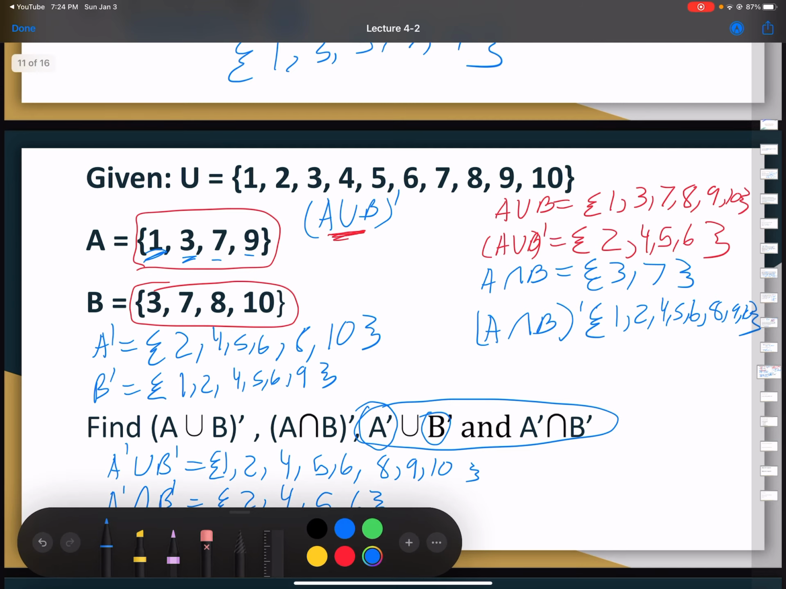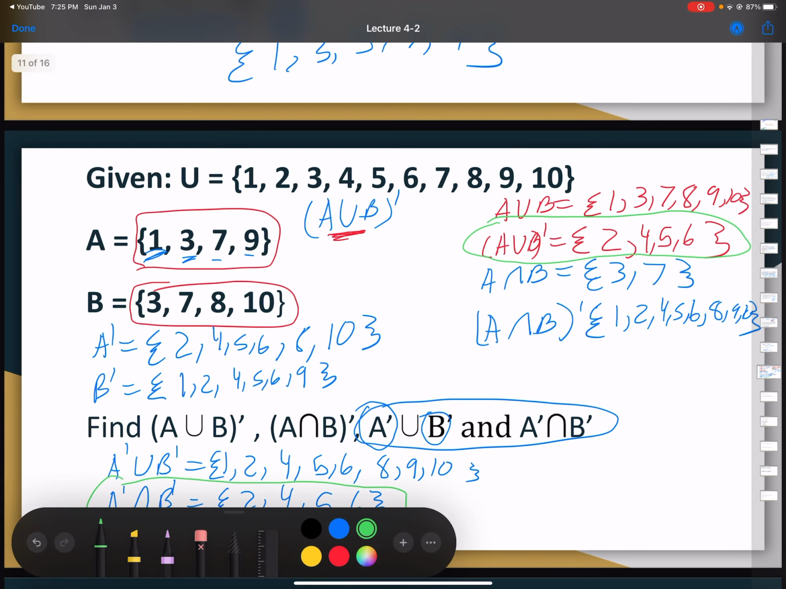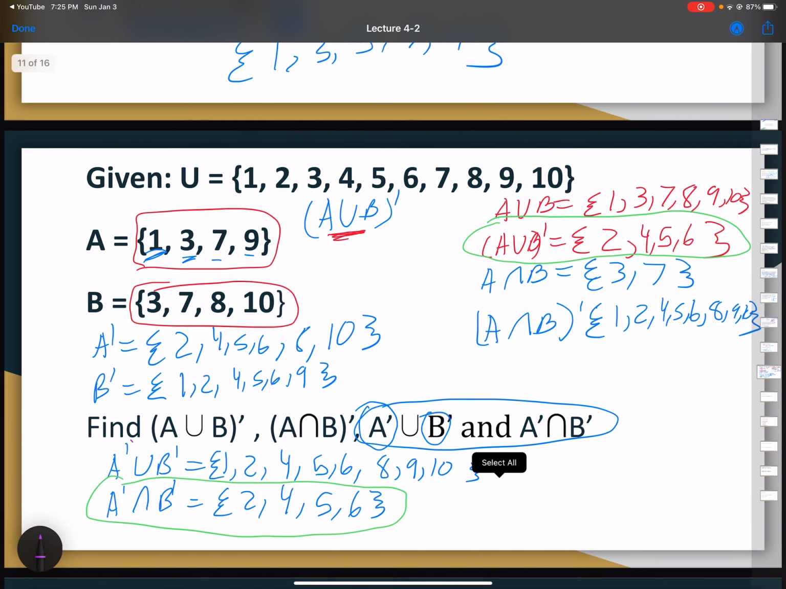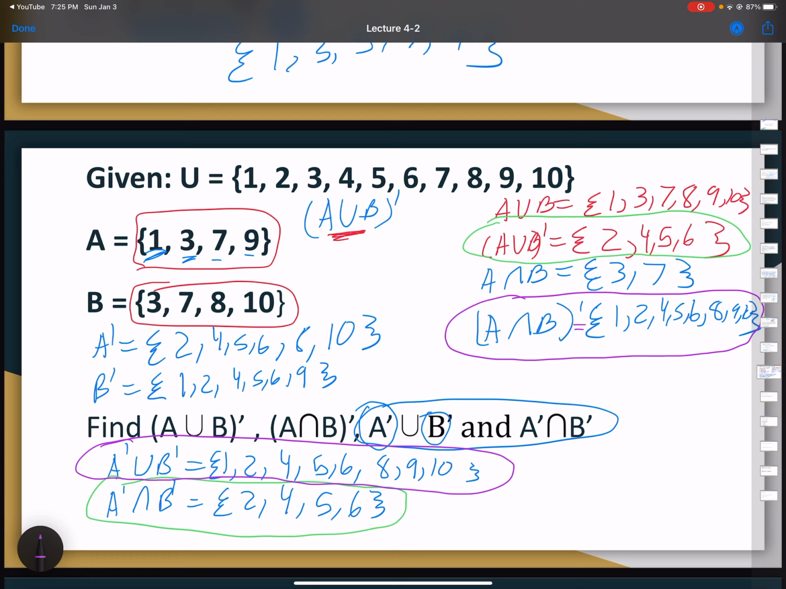Now notice our solution here for A complement intersect B complement is actually equal to A union B complement. And our answer here, change this to purple, to A complement union B complement is equal to, I should have an equal sign, A intersect B complement. So these two here are equal to each other, and then these two here are equal to each other, which is interesting.